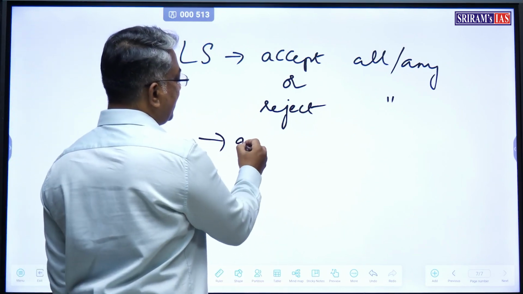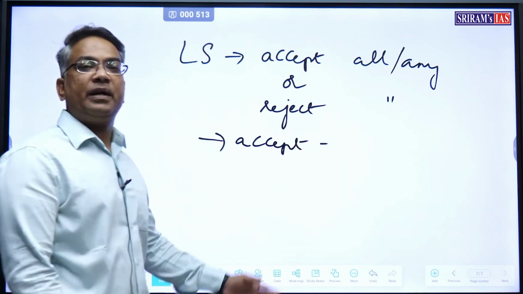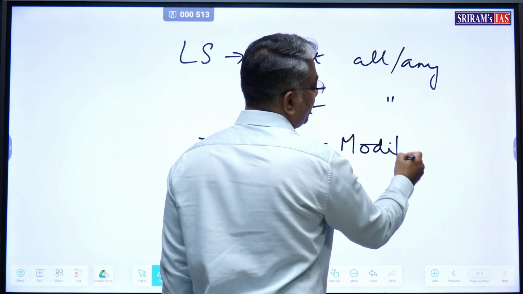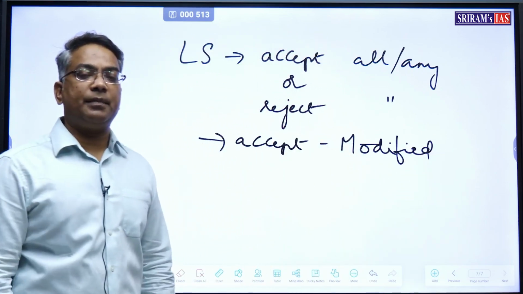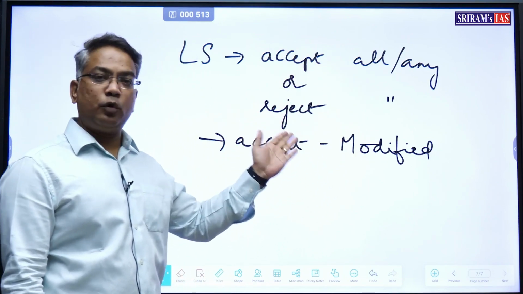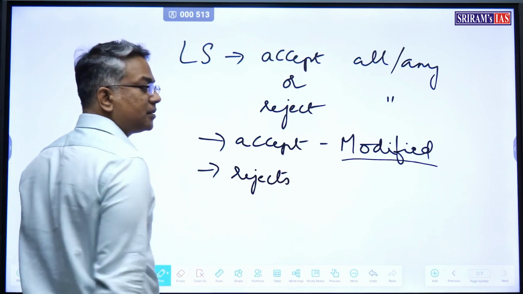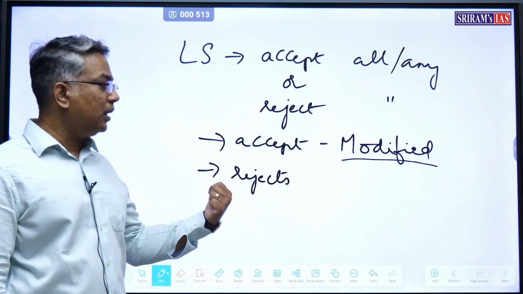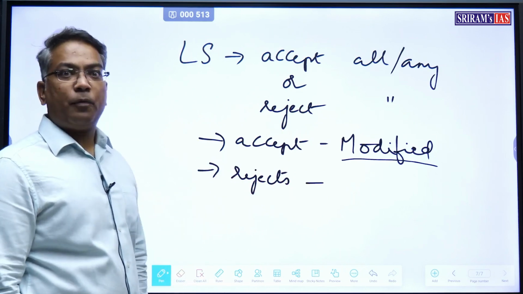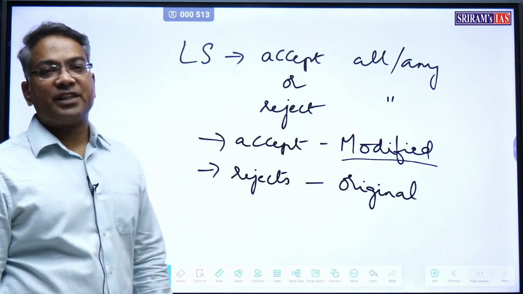What happens if it accepts any of the recommendations? When the Lok Sabha accepts any of the recommendations, then the bill is deemed to have been passed by both the houses in the modified form. Okay? If Lok Sabha accepts any or all of the recommendations of the Rajya Sabha, the bill is deemed to have been passed by both the houses in the modified form. If Lok Sabha rejects all or any of the recommendations of the Rajya Sabha, then the bill is deemed to have been passed by both the houses in its original form without any modifications.